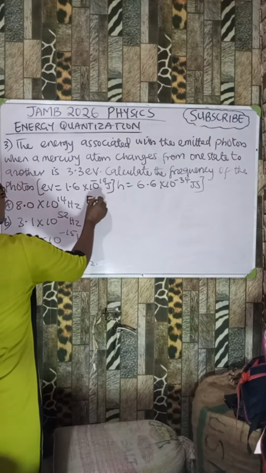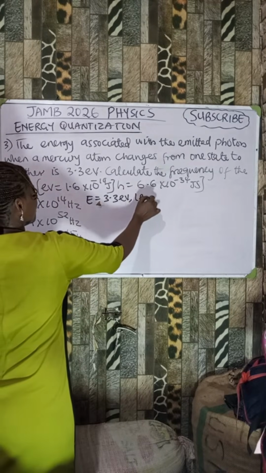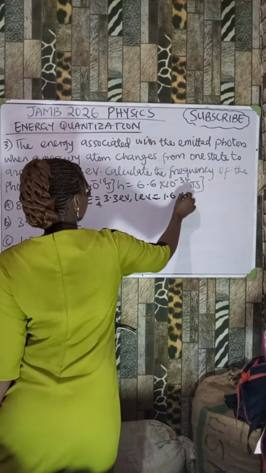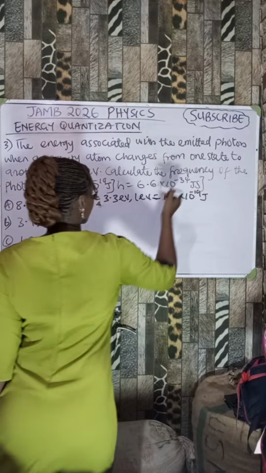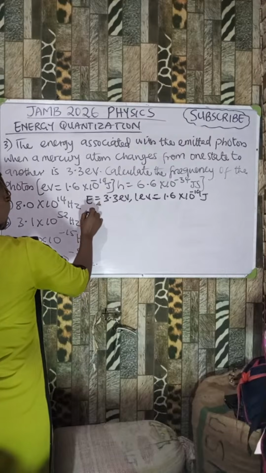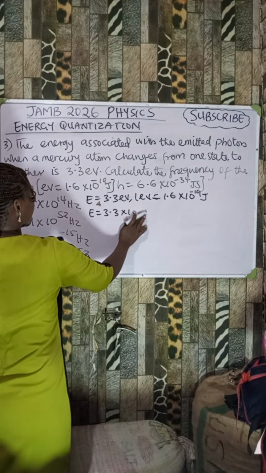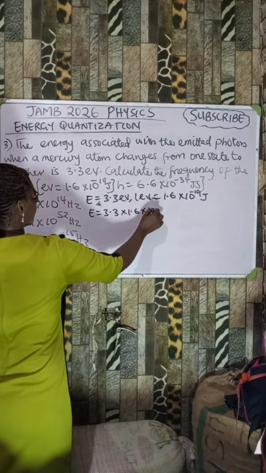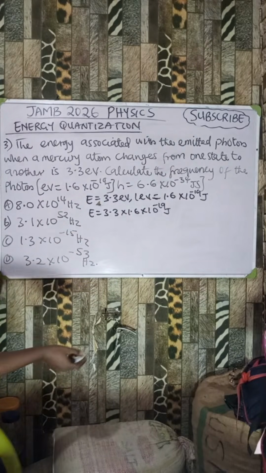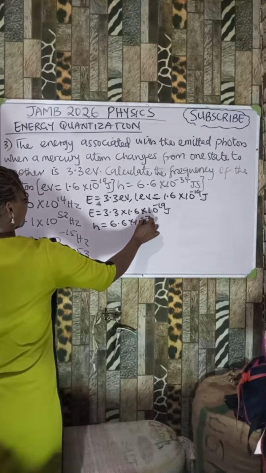Energy is given as 3.3 electron volts, right? But 1 electron volt is given as this guy, right? It's given as 1.6 times 10 power minus 19 joules. Okay, so by the time you multiply by this, it becomes joules. You can even multiply it now by saying that E is equal to 3.3 times 1.6 times 10 power minus 19. So it will be in joules, right? Please multiply it and tell me the answer. Now we have the Planck constant to be 6.6 times 10 power minus 34.